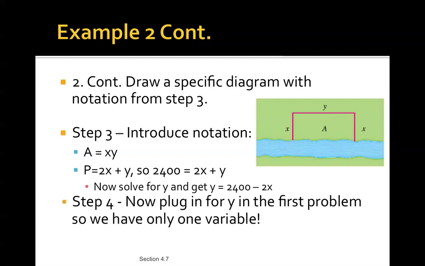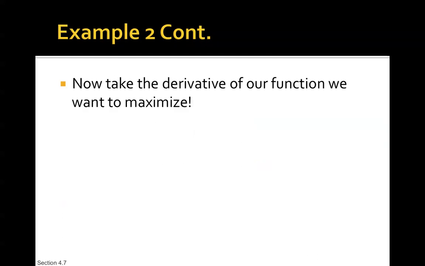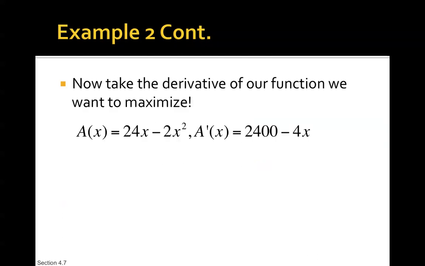Step 4, now plug in for y in the first equation, so we have only one variable. The area equals x times what we found y to be, 2400 minus 2x, which gives us 2400x minus 2x squared. Next step, take the derivative. So we get 24x minus 2x squared, and the derivative of that is 2400. That should be 2400x minus 2x squared. So the derivative of that is 2400 minus 4x.